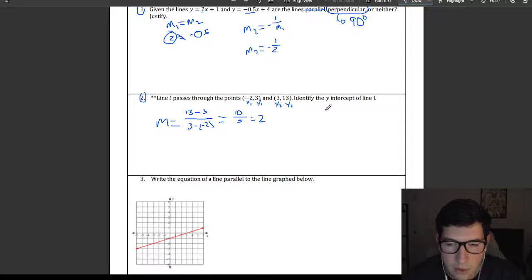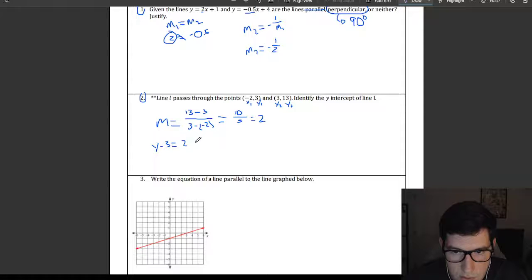So I know that my slope is 2, and I have a few different ways that I can go about this, right? First one would be to say, if I know that my slope is 2 and I have a point, I can write this as y minus 3 is equal to 2 times x plus 2. Remember, this is a plus because this is a negative. And then go ahead and solve and put this into y equals what have you. Or, alternatively, I can just make a table, right? Because I have this negative 2 value for my x's.